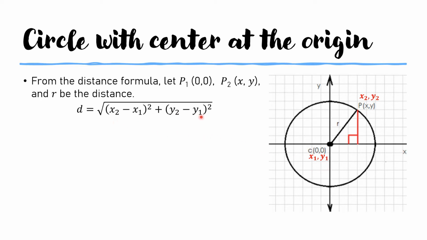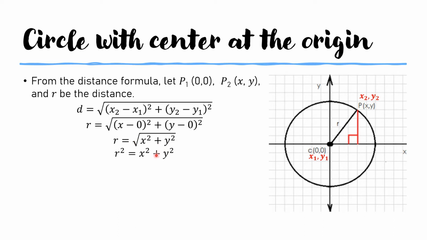I-plot natin sa ating formula. So we have r is equal to square root of (x minus 0) quantity squared plus (y minus 0) quantity squared. So pag sinimplify natin yan, magiging square root of x squared plus y squared. So para magmukhang simple, kunin natin yung square of this both sides para matanggal natin yung square root. So, pag in-square both sides, magiging r squared is equal to x squared plus y squared.